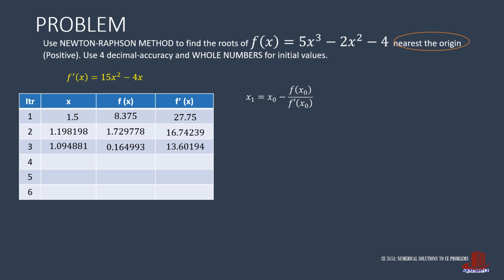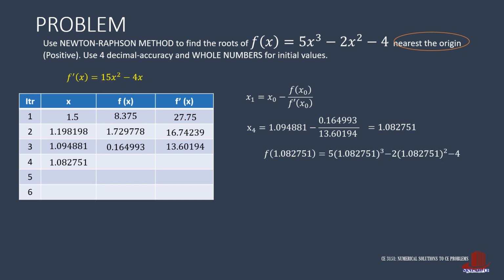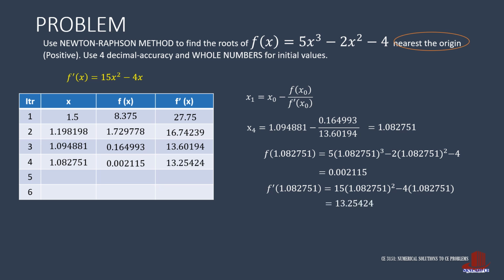Do the same process for the fourth iteration, as we are near the accuracy required. x4 then comes from 1.094881 less 0.164993 over 13.60194 to make 1.082751. Place this x value into f of x to have 0.002115. Then f prime is computed with the same 1.082751, which gives 13.25424.